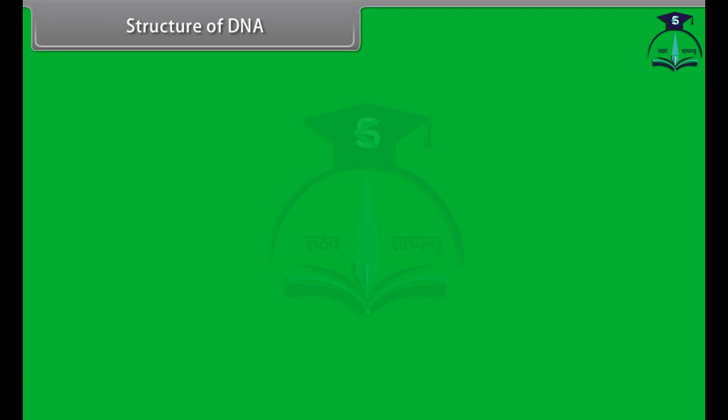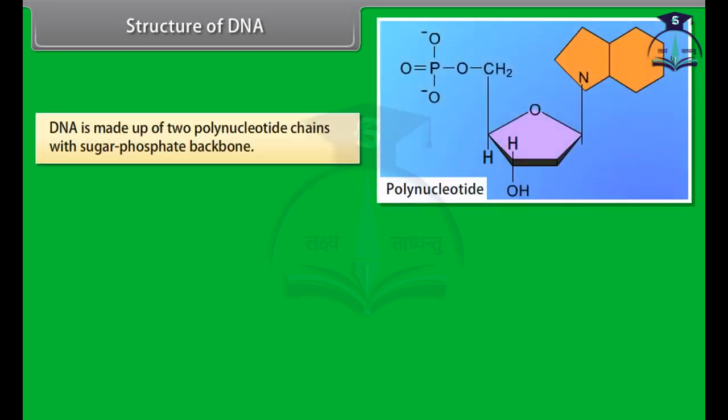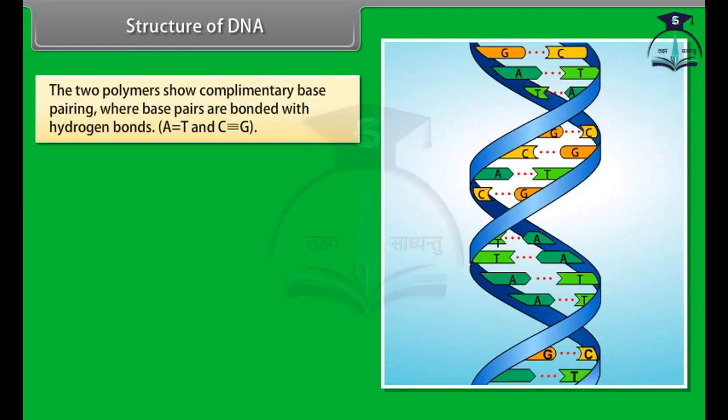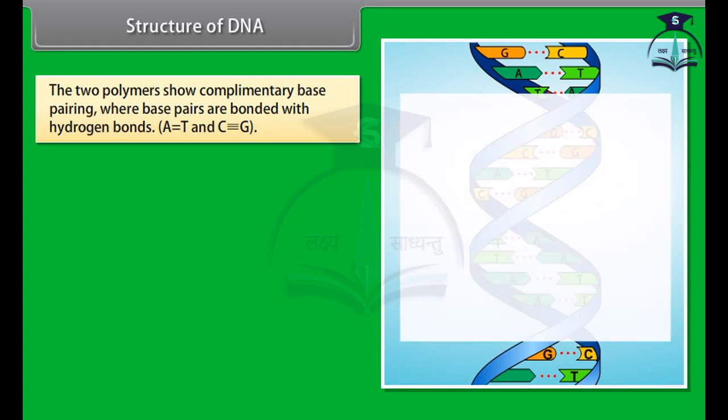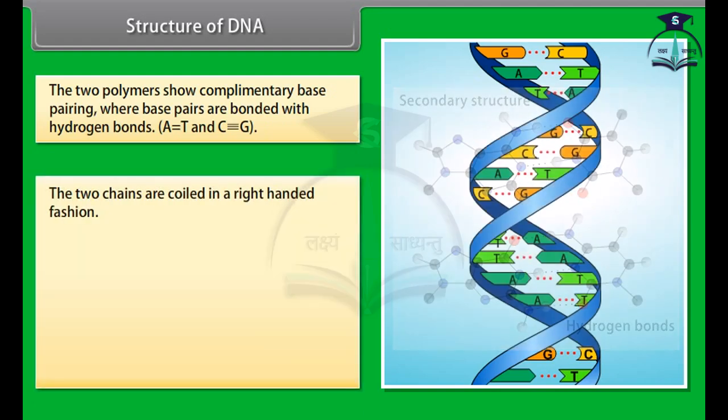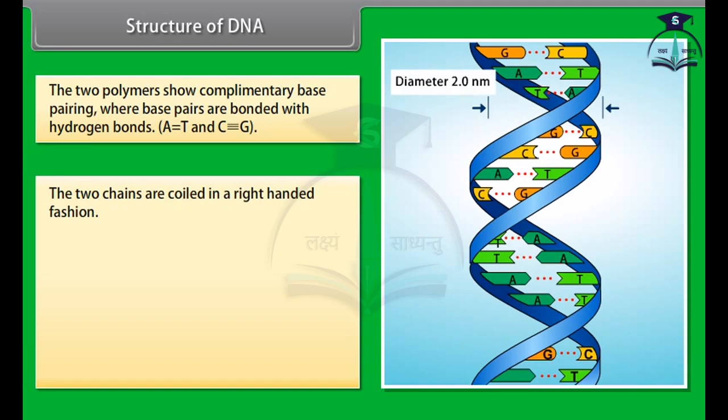Structure of DNA. DNA is made up of 2 polynucleotide chains with a sugar-phosphate backbone. The 2 polymers run anti-parallel, that is, one polymer has 5' to 3' polarity, while the other polymer has 3' to 5' polarity. The 2 polymers show complementary base pairing, where base pairs are bonded with hydrogen bonds. The 2 chains are coiled in a right-handed fashion.